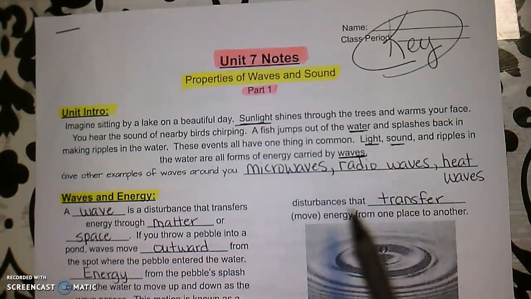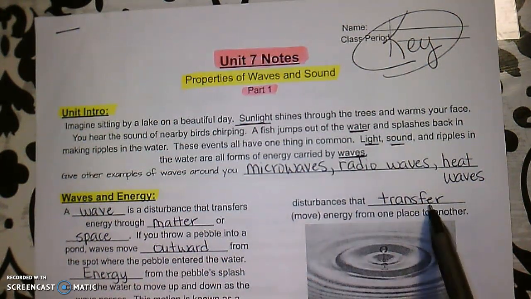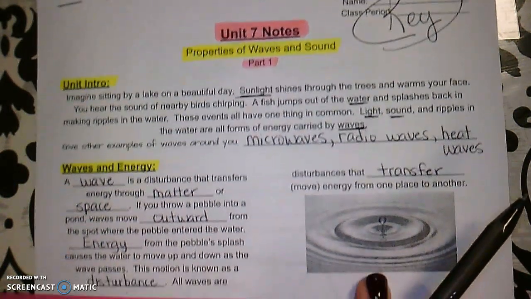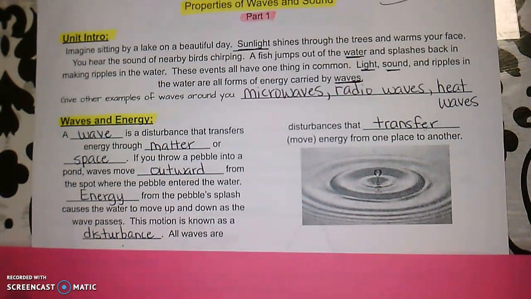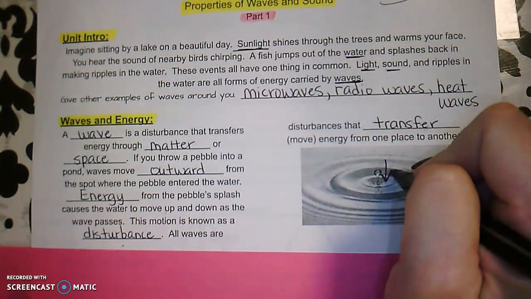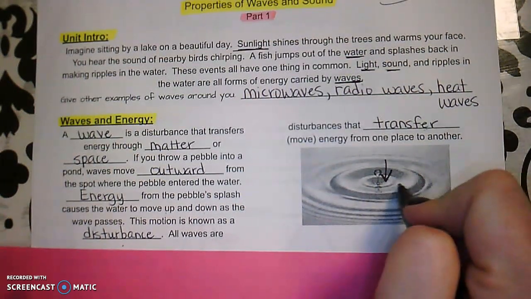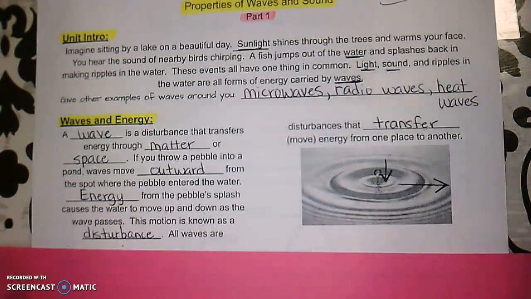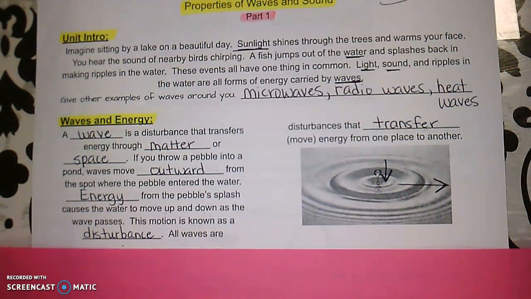All waves are disturbances that transfer, and transfer is just a fancy word for move energy from one place to another. So while the pebble went this way, the ripples went that way. And those are perpendicular to one another. So label that in your picture.